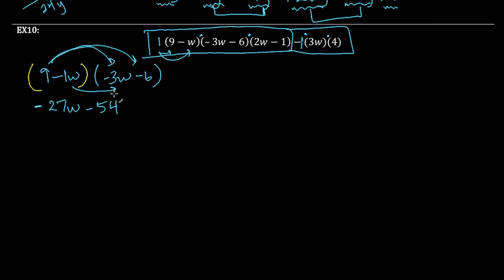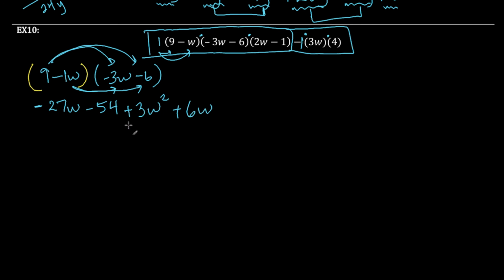And a negative times a negative is a positive. 1 times 3 is 3. W times w is w to the second power. And then a negative times a negative is a positive. 1 times 6 is 6. No more w, so I write w.